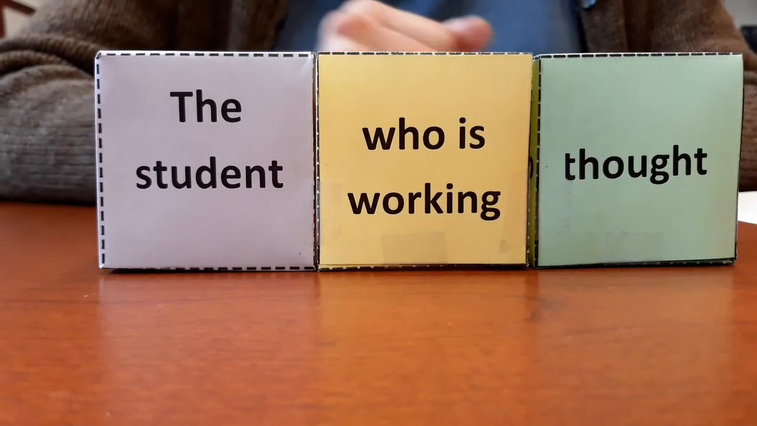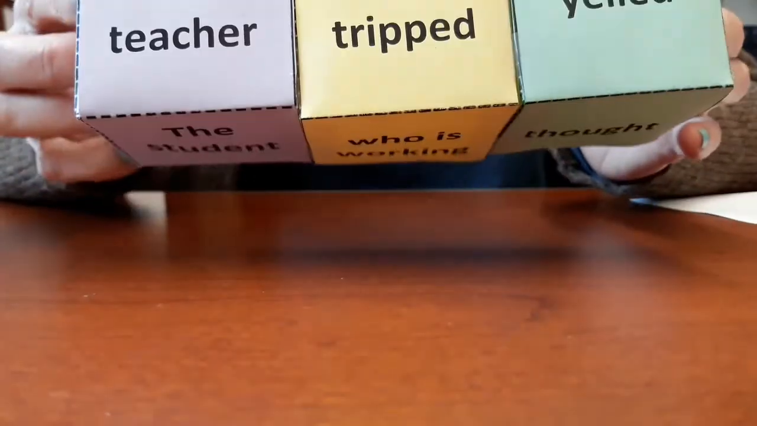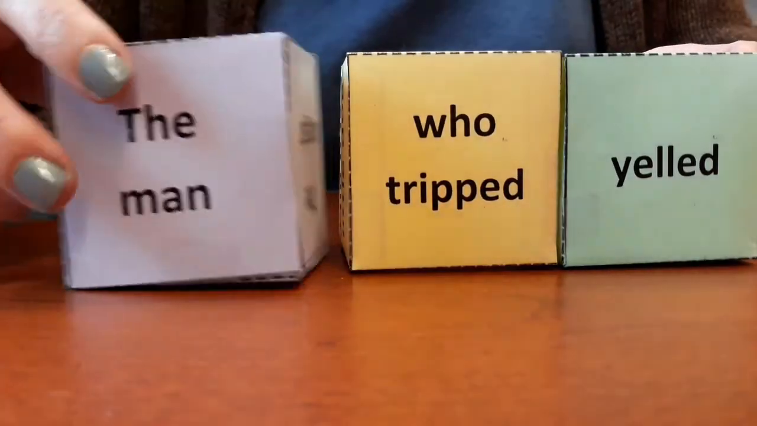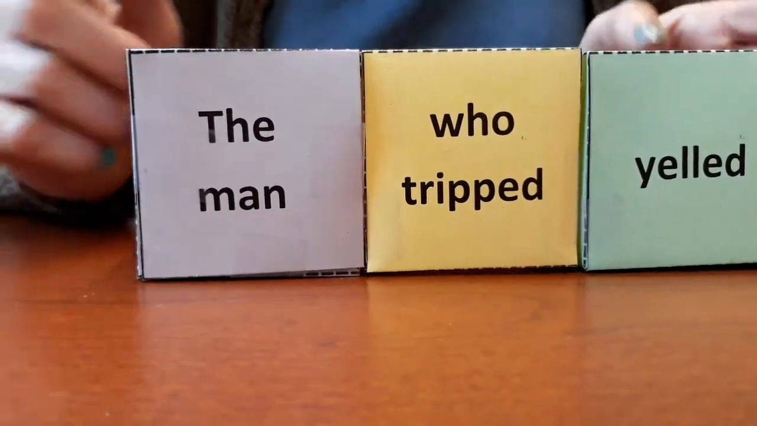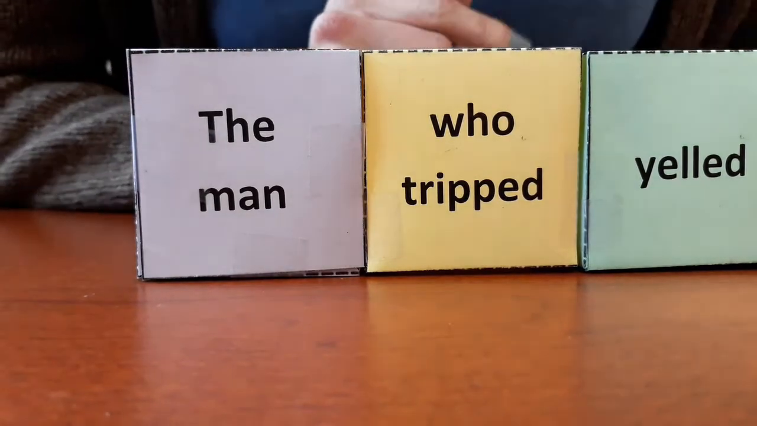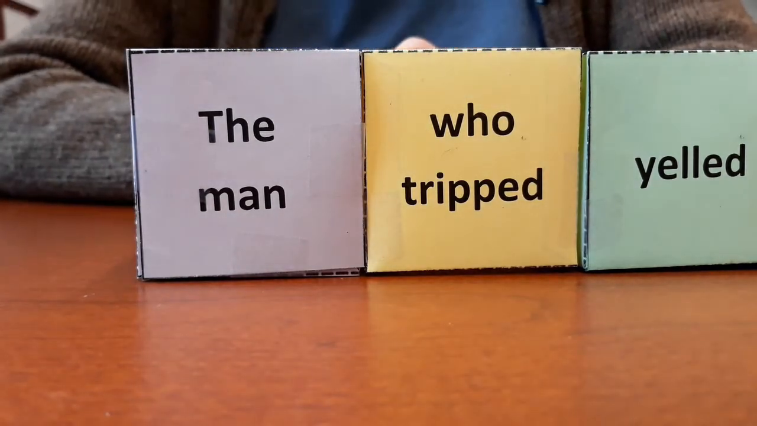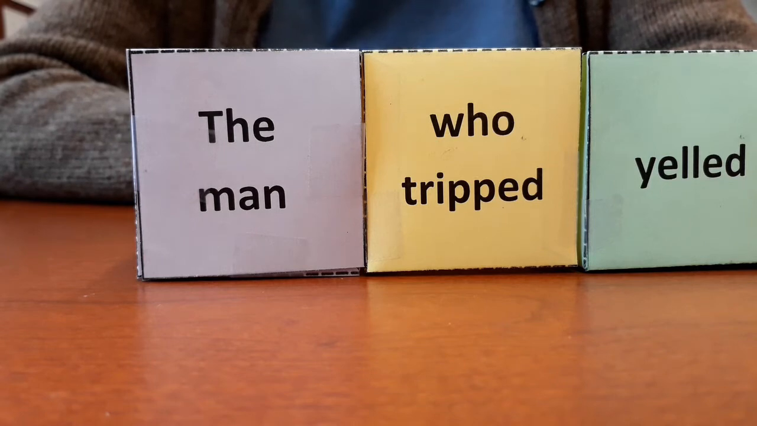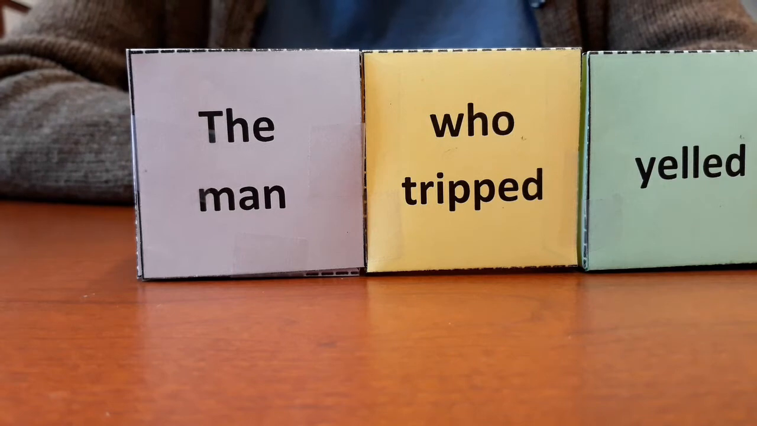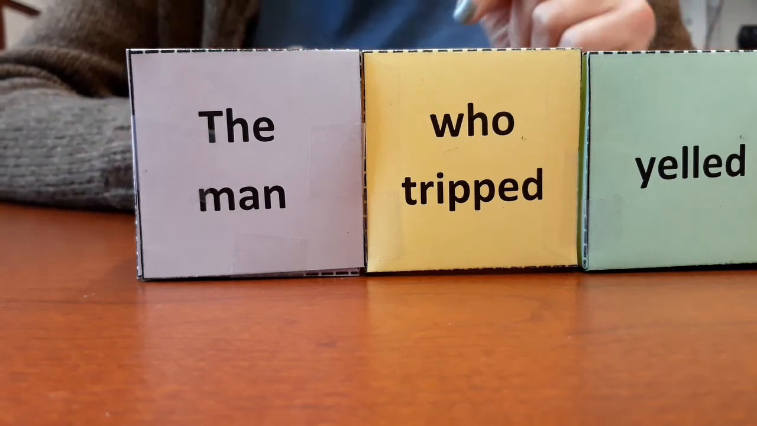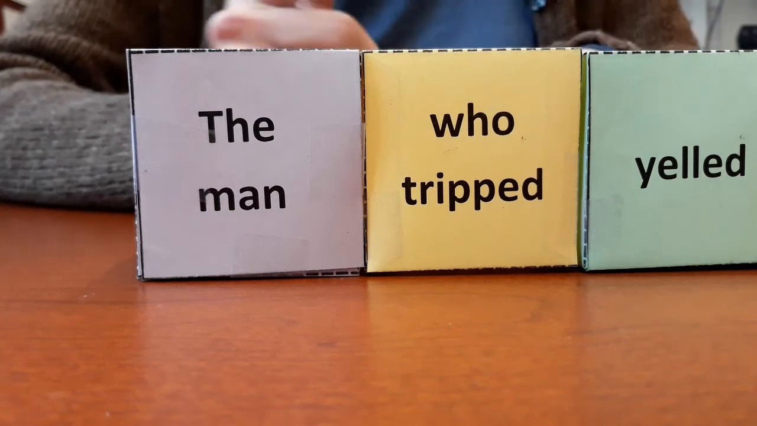Let's look at one more. The man who tripped yelled. What's the subject? What's the predicate? The man yelled. Which man? The man who tripped.